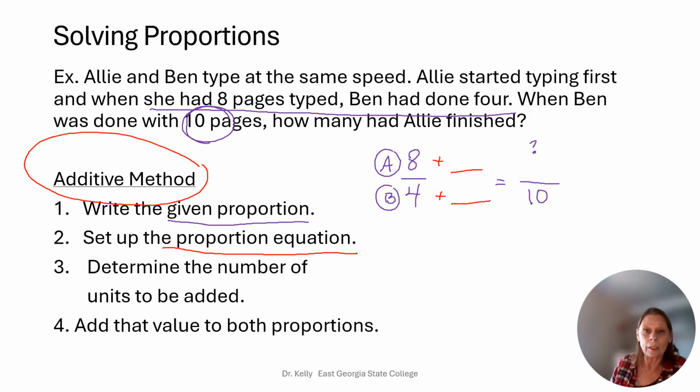And what we're going to do here is solve it using the additive method. The additive method says you want to determine the number of units that need to be added up to get to the number that we're trying to get to. Well, if we started at 4 pages, we need to get to 10. We had to add up 6. What we do to the denominator, we have to do to the numerator. And so we can see that 8 plus 6 is how many pages. And so our final proportion here is 14 over 10.